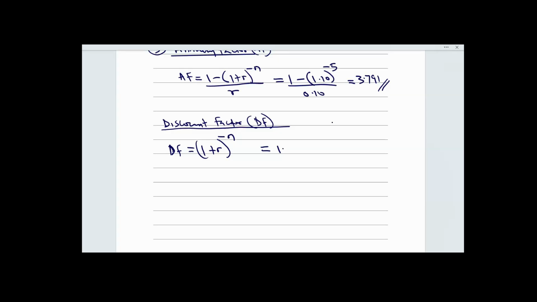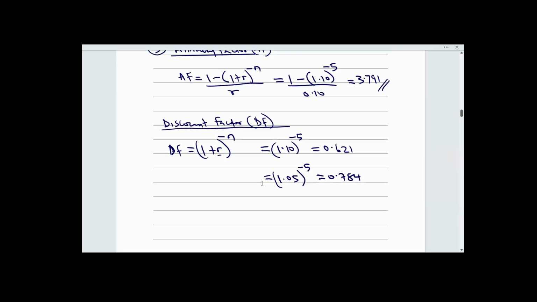So this will be 1.10 raised to power minus 5. This is the one that gave us 0.621. The second one, we assume 5%. Therefore 1.05, because this r is the discount rate. So 1.05 raised to power minus 5. This will give us 0.784. I believe it's clear now, Timileyin.